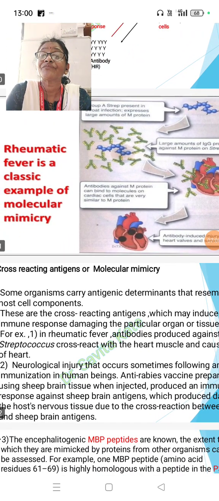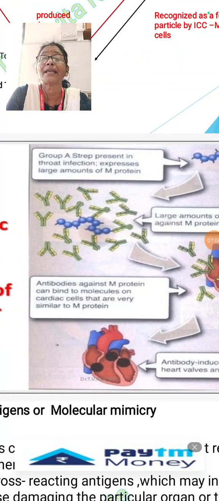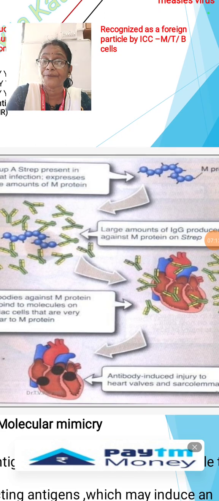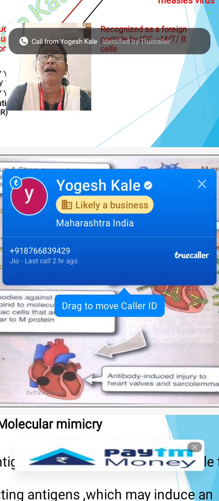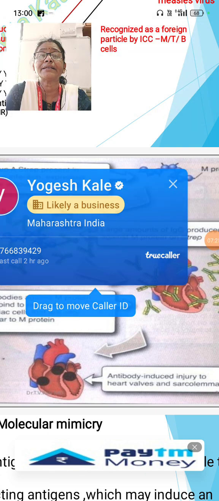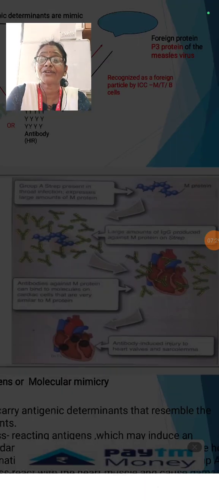Second example is rheumatic fever. Streptococci attack. See here, in the next example I showed you the diagram. When the streptococci enter, again an immune response is formed against the M protein in the host. That M protein immune response destroys the streptococci but simultaneously attacks the heart, and that's why there is myocardial damage.